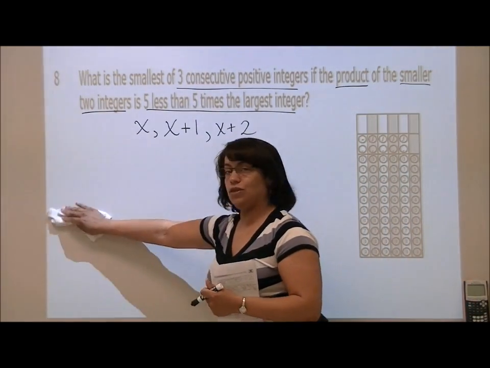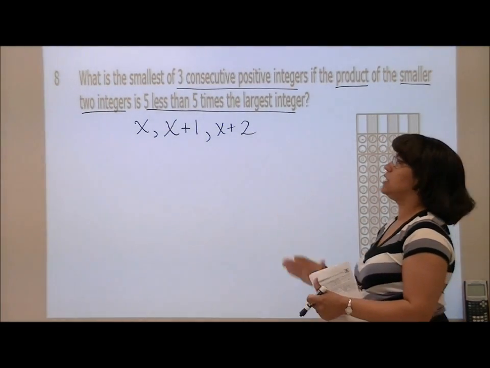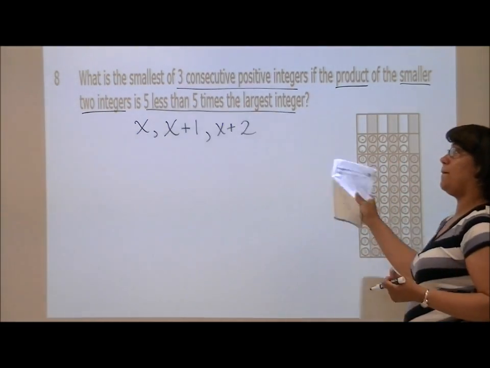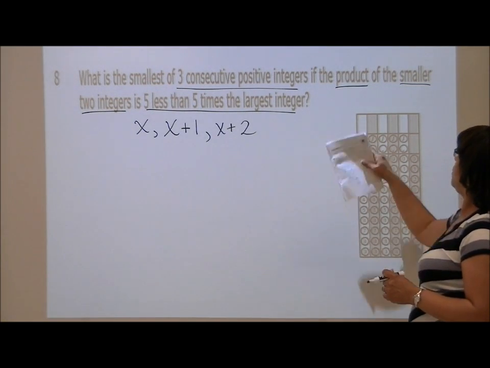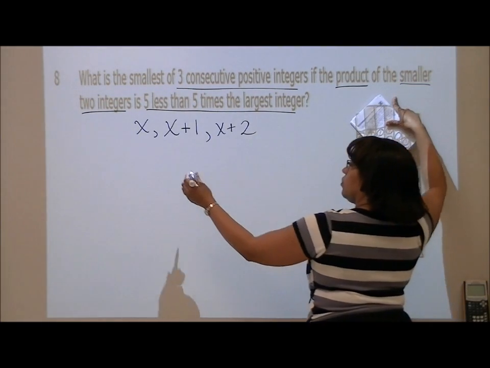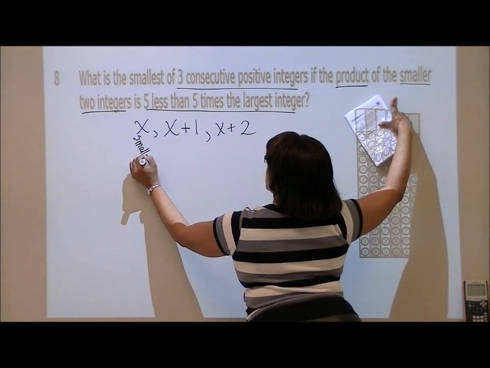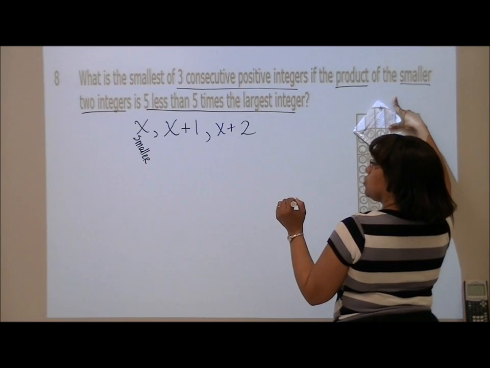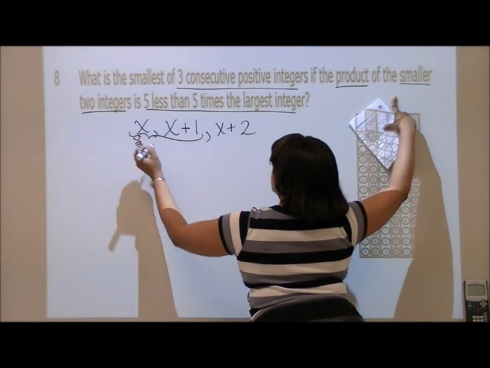So now we don't need the 1, 2, or 3. That was just to show you how to get your variable expressions. So now we set it up based on what we see. 3 consecutive positive integers. The product of the smaller, this represents your smaller 2 integers, so we're going to have these 2. These are both going to represent your smaller 2.